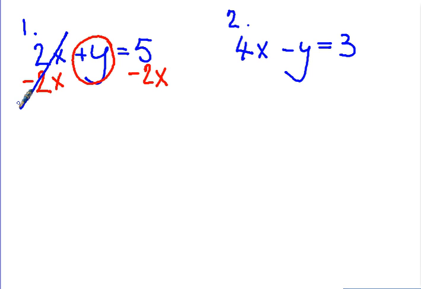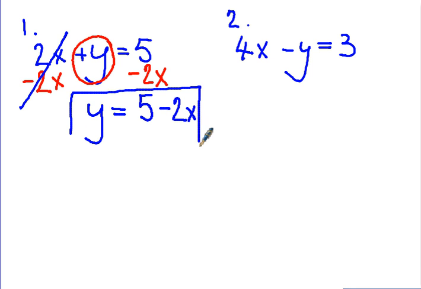2x minus 2x cancels each other out. We have y is, and then these are not like terms, so we just have to copy them. 5 minus 2x. And this is your final answer for number 1. Done. Brilliant. What do we do with number 2?